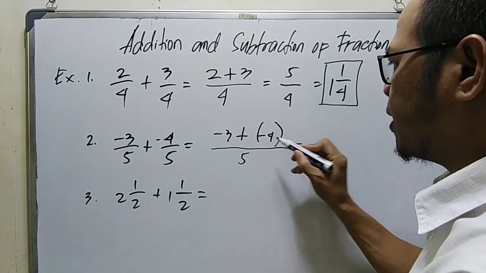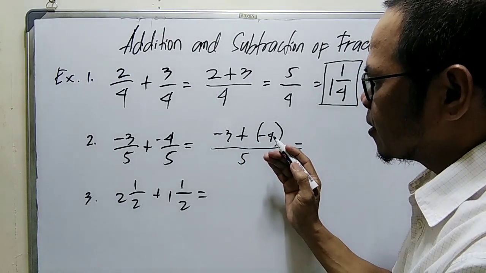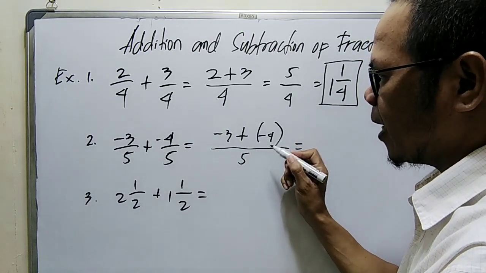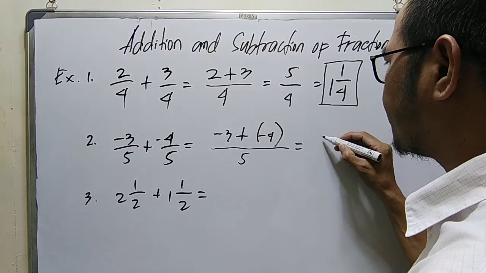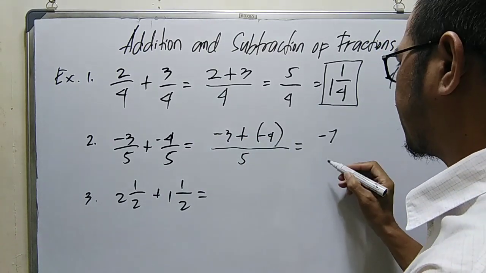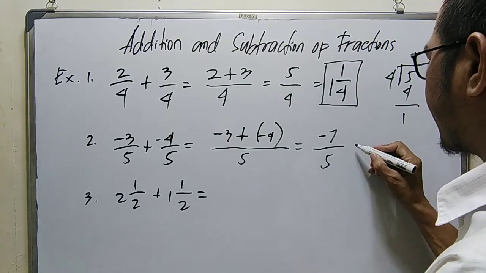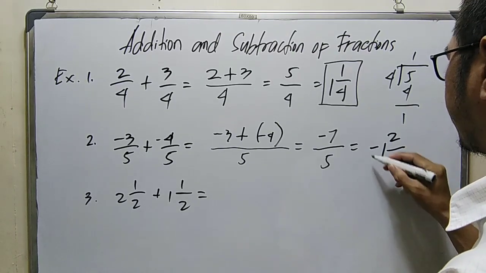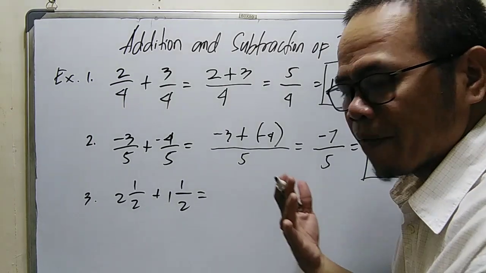And then, equals, since the same sign, kapag mag-add tayo ng the same sign, di ba, yung last topic natin, you have to copy the common sign and add the absolute value. Okay, so mangyayari ngayon, 3 plus 4 is 7, then kopyahin natin yung kanilang common sign na negative over 5. Okay, then, gawin natin itong mixed number. So, magiging negative 1 and 2 over 5. So, this is your final answer. Okay, let's proceed to number 3.